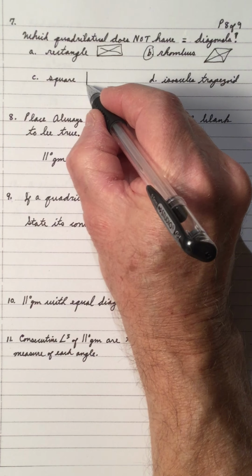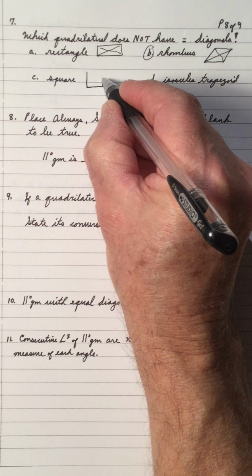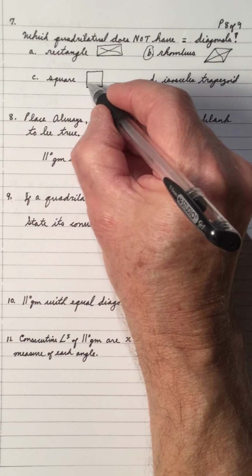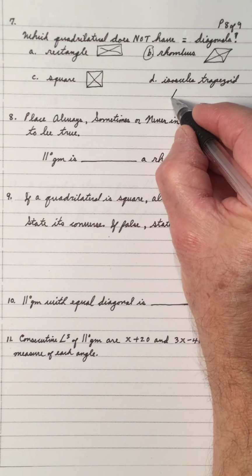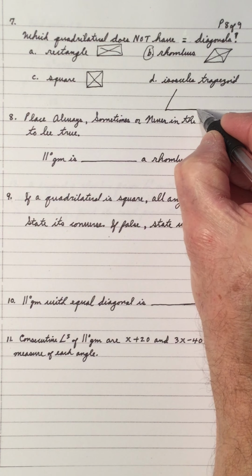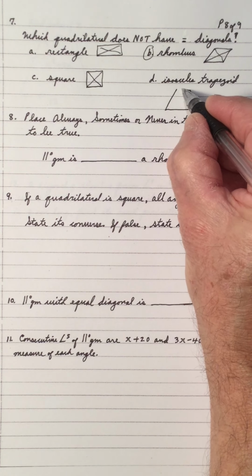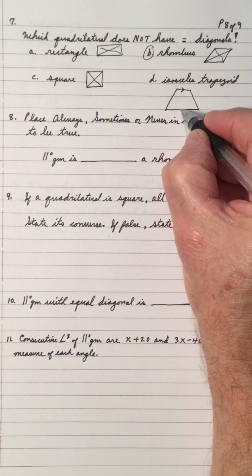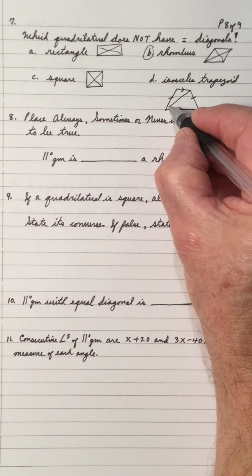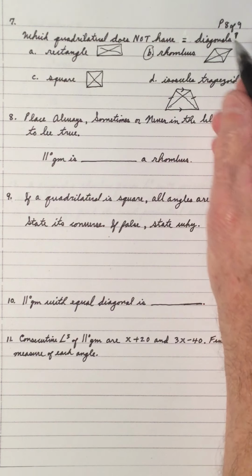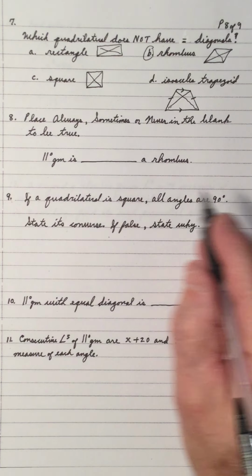A square has all sides equal, all right angles. So you see the square has the diagonals equal. And an isosceles trapezoid is like this. There's one pair of parallel sides. The legs are equal, so that means the diagonals are going to be equal. So the answer is B.